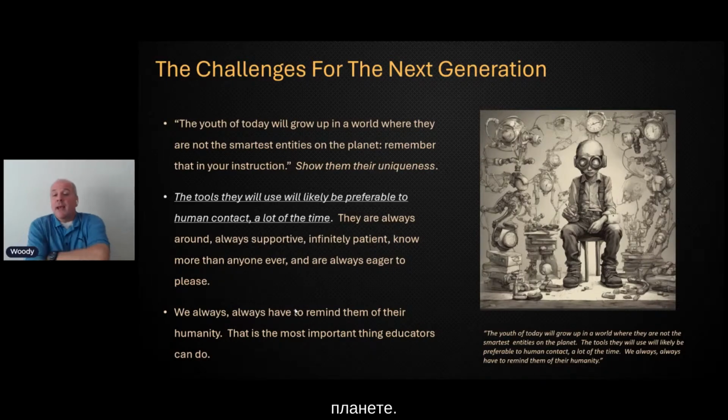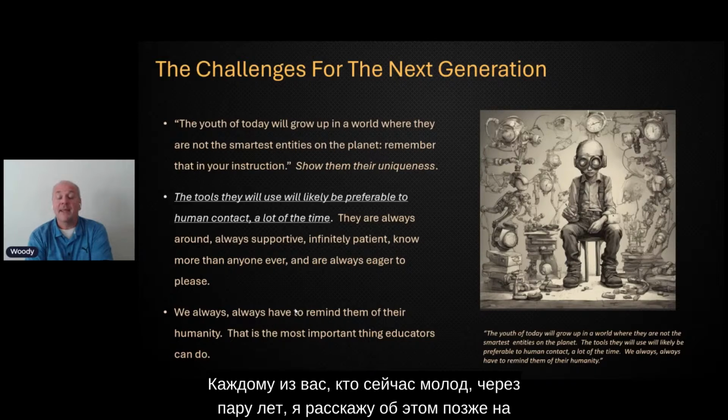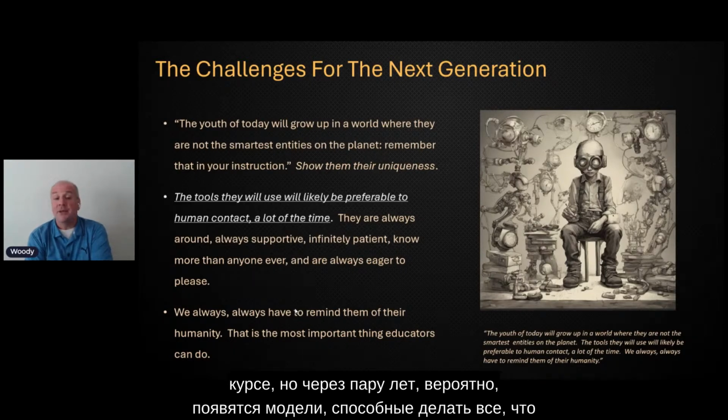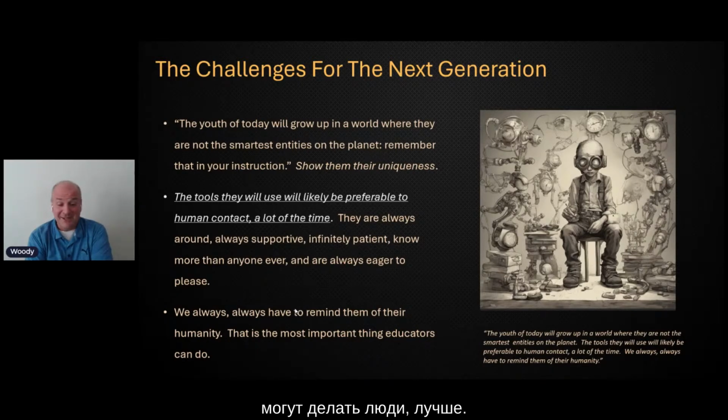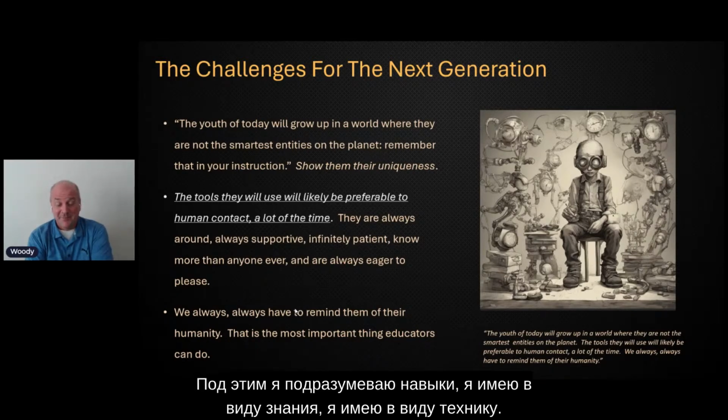Each of you that are young right now, within a couple of years, we'll talk about this later on in the course, there probably are going to be models that can do everything that people can do better. Okay. And by that, I mean skills, I mean knowledge, I mean technique. I do not mean nuance. I do not mean emotion. I do not mean innovation. But at the end of the day, yeah, these things are smarter than us.